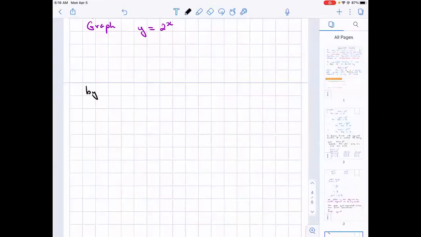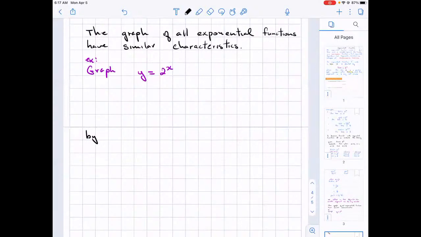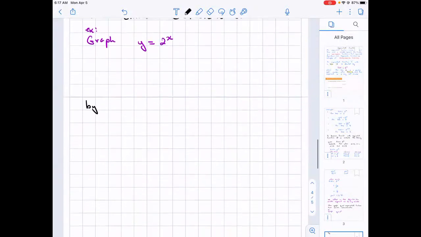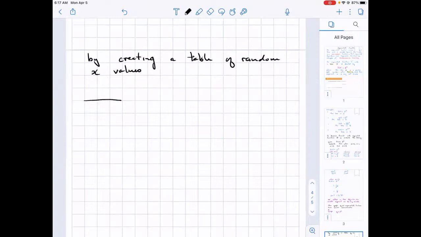So if you want to graph y equals 2 to the x, you will notice that as you graph these functions, they all have something very similar. They're very similar in one or two aspects when we look at the various graphs of them. So the first thing we can do is create a table of random x values. If we do this, we can draw a little table.